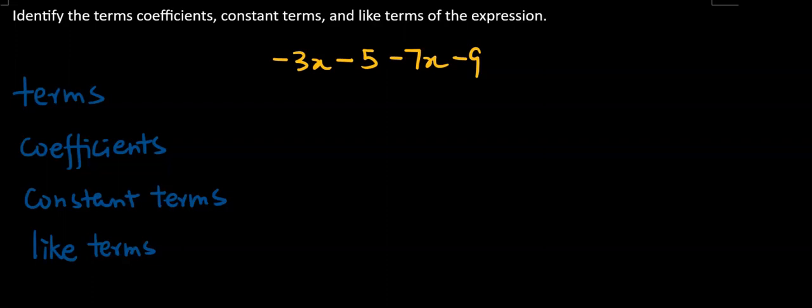Welcome back. In this lesson, we're going to identify terms, coefficients, constant terms, and the like terms of the expression. Let's look at this one. Negative 3x, that is one term. Negative 5, 2 terms. Negative 7x, 3 terms. And negative 9, total 4 terms.